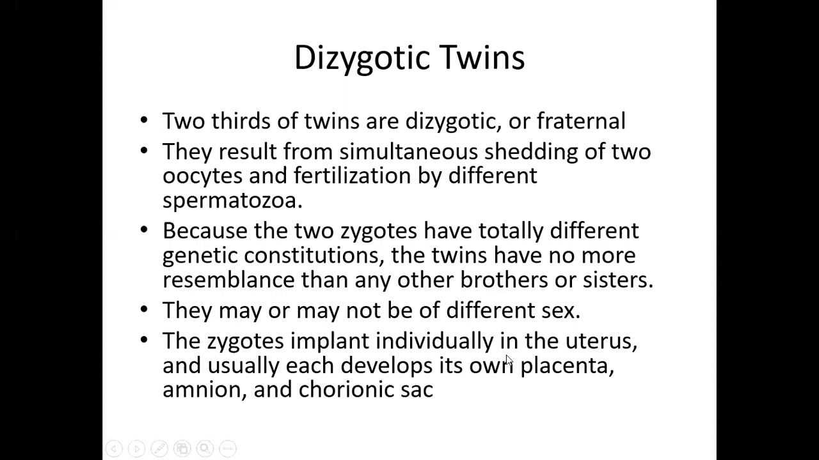Then the zygotes implant individually in the uterus. So they have their own placenta, own amnion, and own chorion. So they are also known as dichorionic, diamniotic, and dizygotic twins.